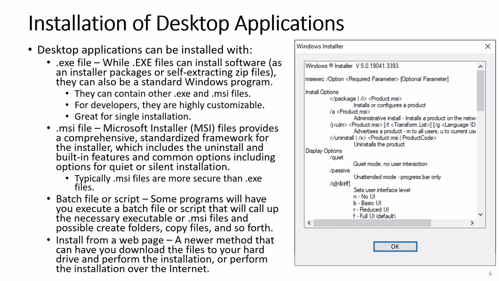.msi files are Microsoft installer files that provide a comprehensive standardized framework for the installer, which includes the uninstall and built-in features and common options, including options for quiet or silent installation. Typically, .msi files are more secure than .exe files. Some programs will have you execute a batch file or script that will call up the necessary executables or .msi files and possibly create folders, copy files, and so forth.